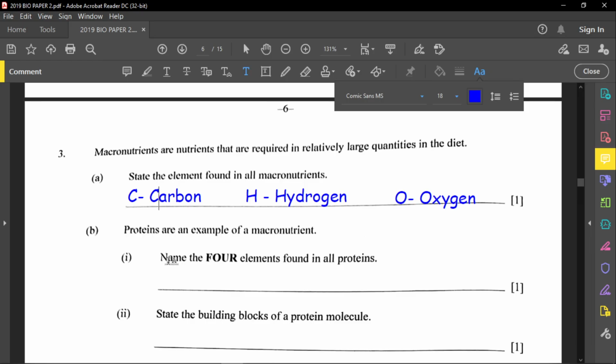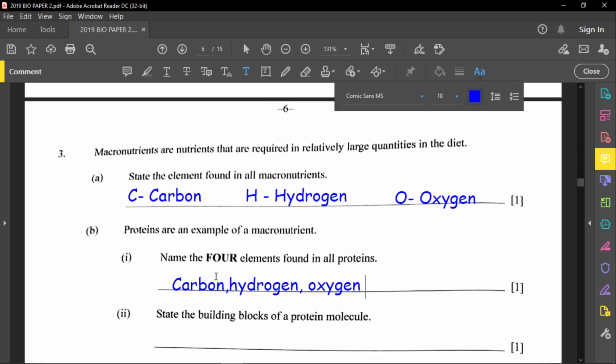All right, part B says proteins are an example of macronutrients, name the 4 elements found in all proteins. So the elements found in all proteins here will be carbon. I'm not going to put the symbol here since we already have them up top. So we have carbon, we have hydrogen, and we have oxygen.